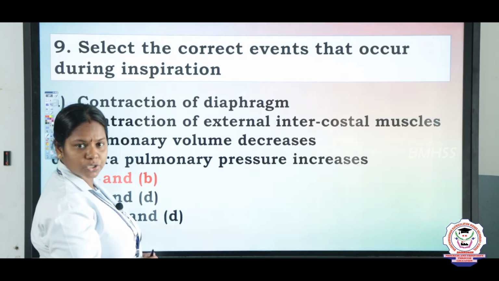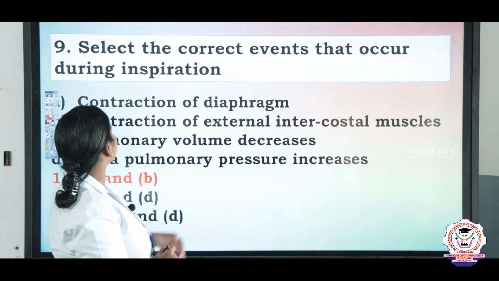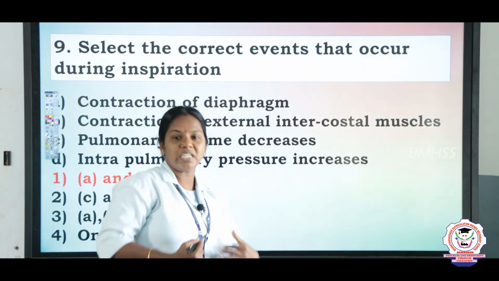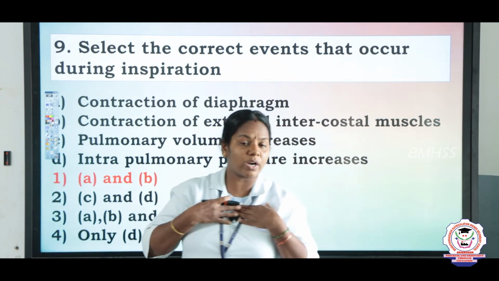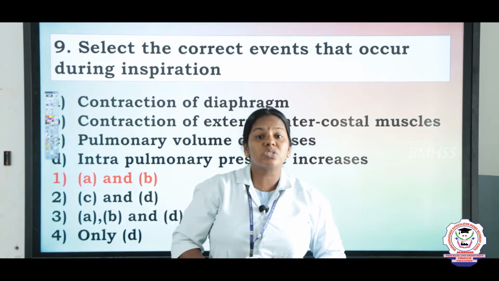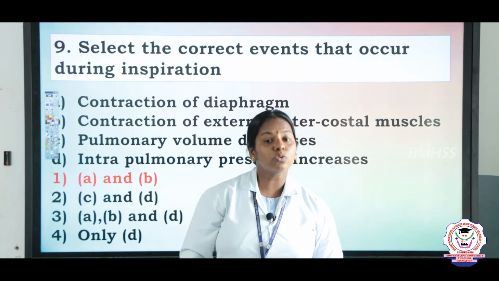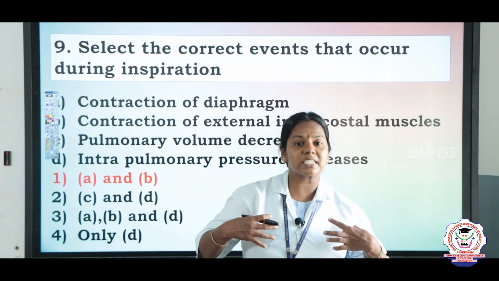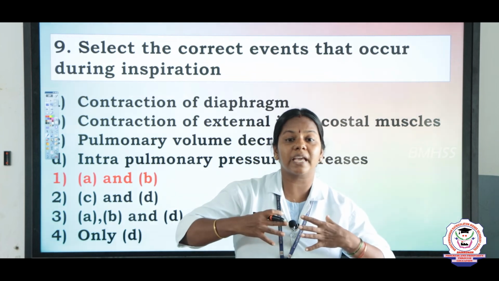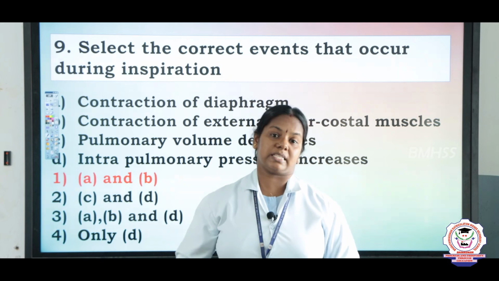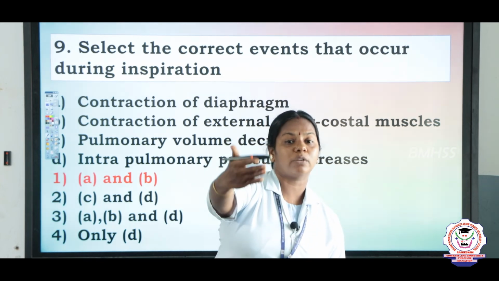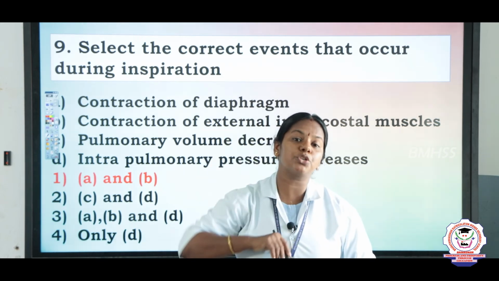And the 9th question, select the correct events that occur during inspiration. Just as you inspire, while you are breathing in, what is inspiration? Process of taking in air. What happens? The diaphragm moves down, and by the action of external intercostal muscles, the rib cage is enlarged. So, the volume of the lung increases. So, atmospheric air from outside rushes into the lung.